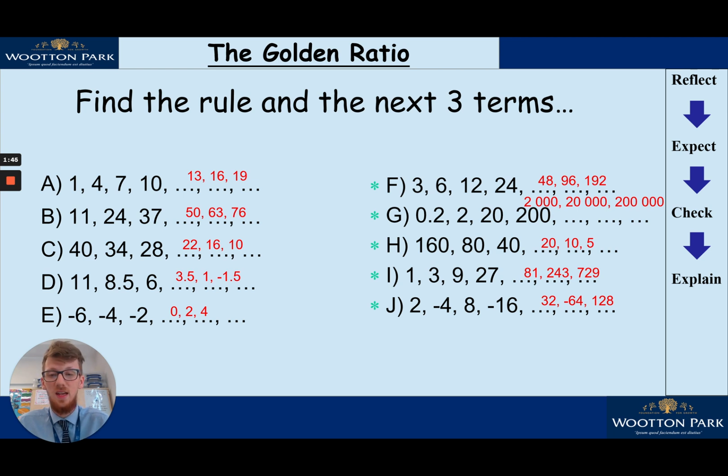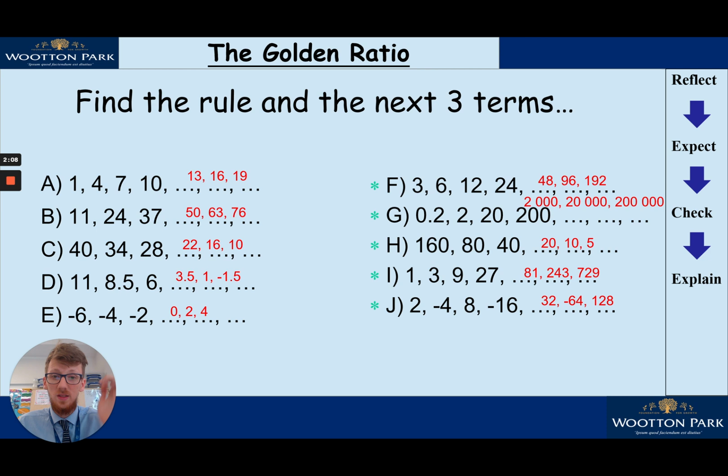And then for D, it was a little bit harder because we were introducing decimals and it went into negative numbers, so well done if you got this one. We were taking away 2.5 each time. So the next three terms were 3.5, 1 and minus 1.5. And then E was a tricky one as well because we started in negative numbers but we were adding 2 each time, so then it goes to 0, 2, 4.